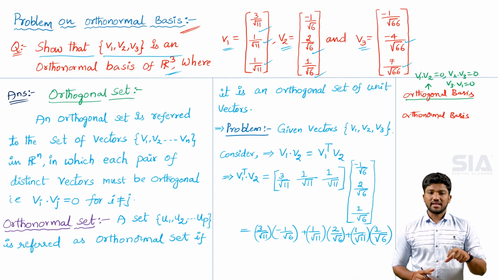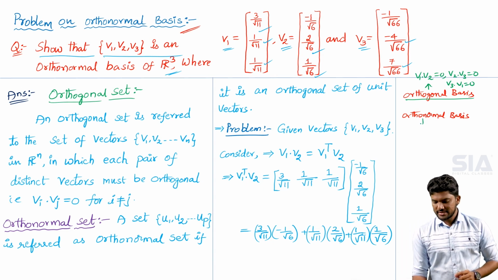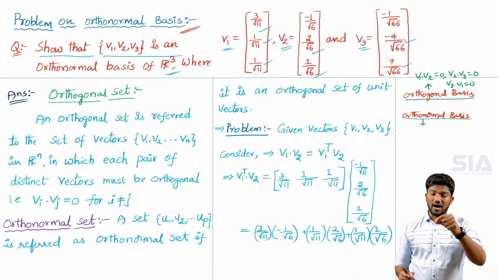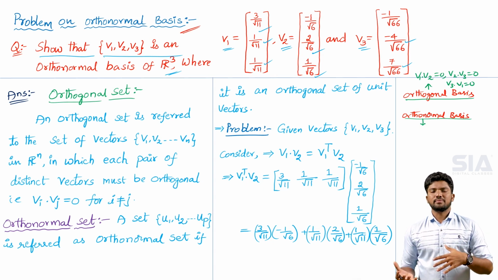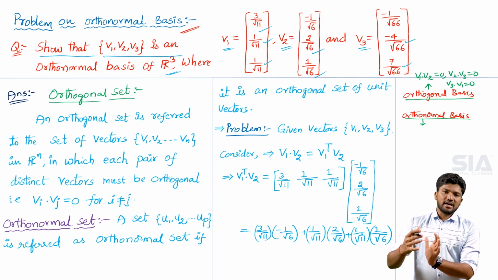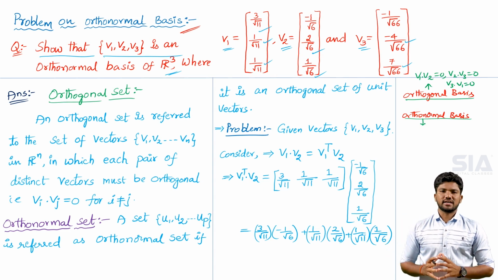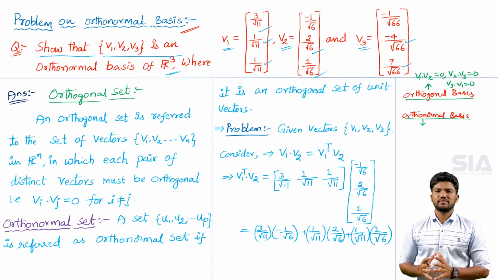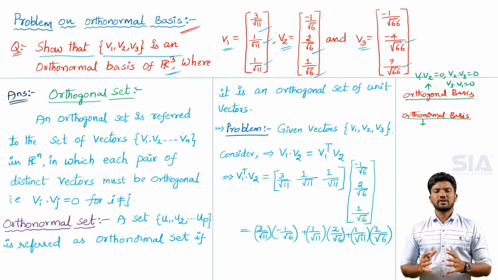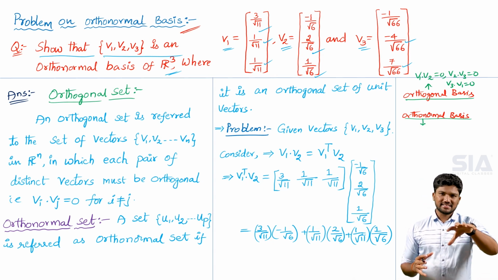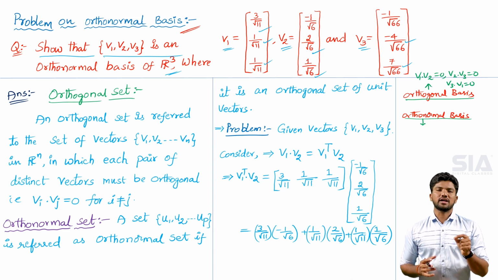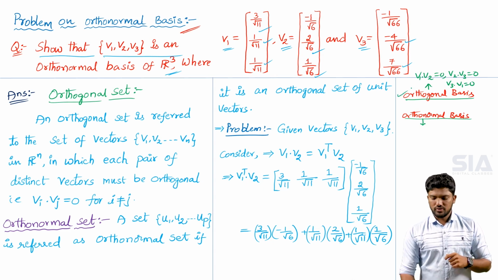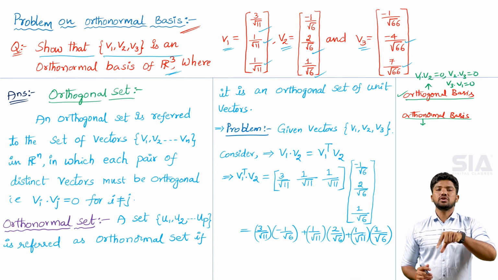For the orthonormal basis, first of all we have to show that it is an orthogonal basis. After finding that orthogonal basis, we have to calculate the length of the resultant vectors. Length of the vectors means norm of the vectors. If the norm of the vectors is equal to unit value, then the resultant set, if you put it in flower brackets, is called an orthonormal basis. To form an orthonormal basis, first of all we have to find the orthogonal basis and the unit vectors.